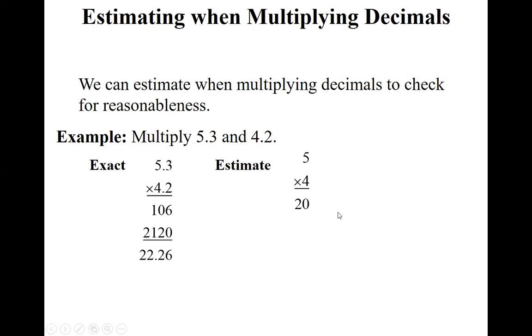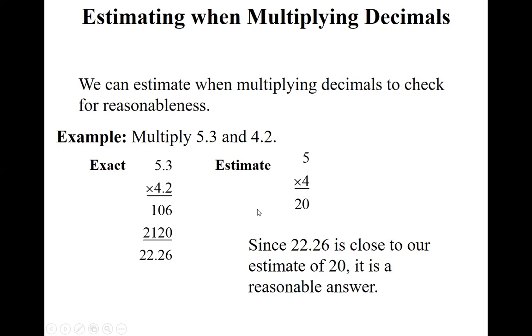But checking the estimate is a protection against putting the decimal point in the wrong spot. If we accidentally did 2.226 or 222.6, we would notice that 2 and 222 are not close to 20, and that we likely screwed up somewhere. But since we got a close answer to our estimate of 20, we know it's reasonable.